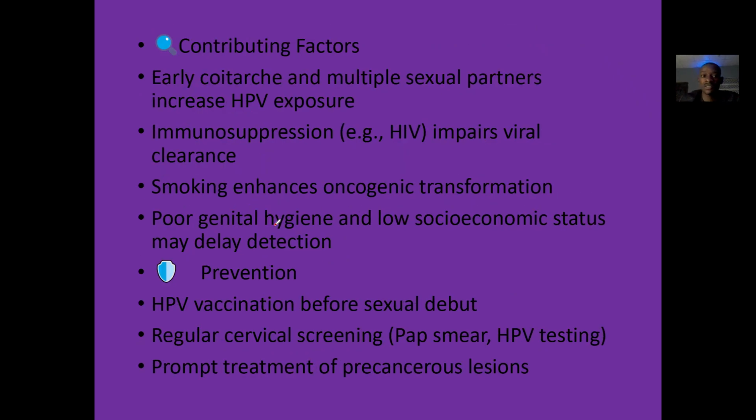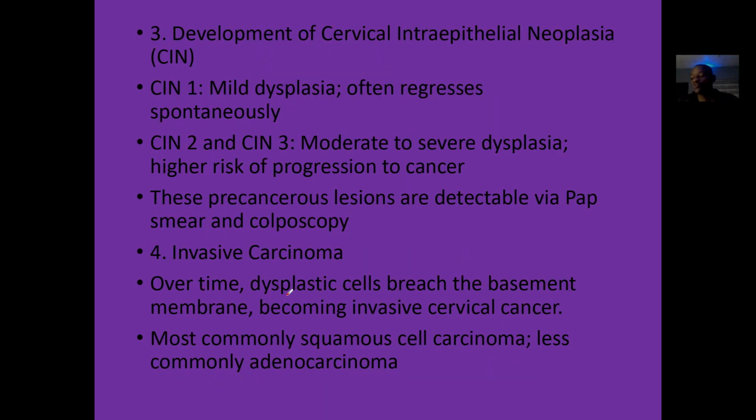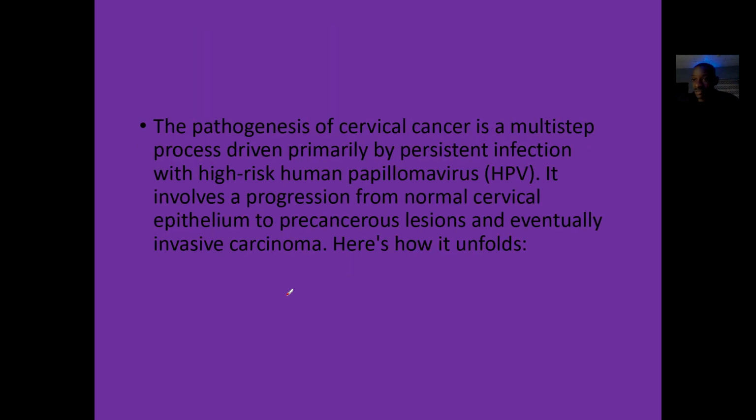Do you understand? So contributing factors: if the person started having sex early, the person has a lot of sexual partners, the person's immune system is not strong, the person smokes, poor genital hygiene. So prevention is basically to have safe sex and regular cervical screening so that they can always pick it up at an early stage. Then treatment: once you see any precancerous lesion, you can basically start treating immediately.